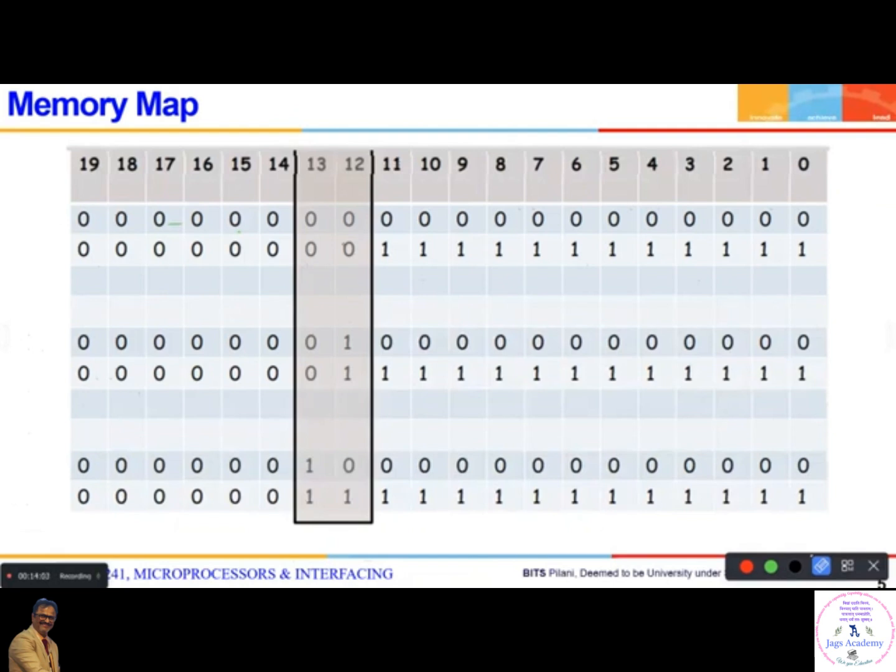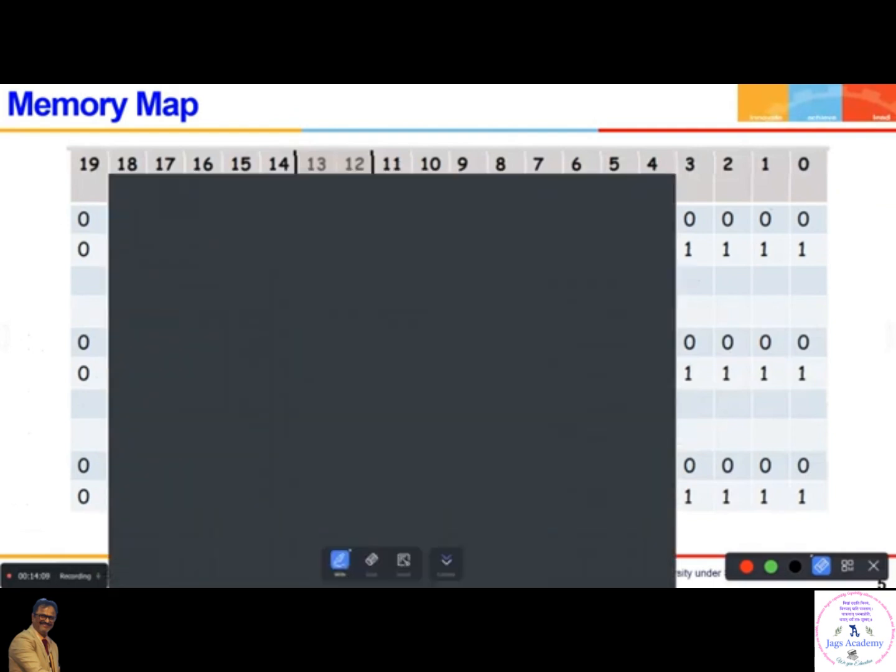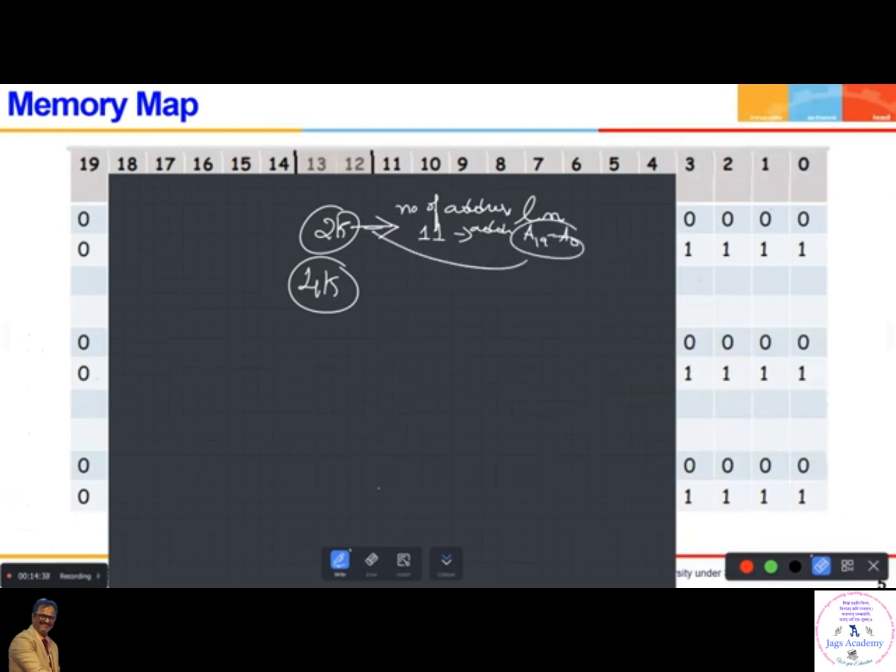Now, see here, in this memory, you are having 2K chips and 4K chips. So can you tell me how many address lines are required for this particular memory chip? You require 11 address lines, right? That means 11 address lines out of A19 to A0 will go directly to the 2K chips. Have you understood this?